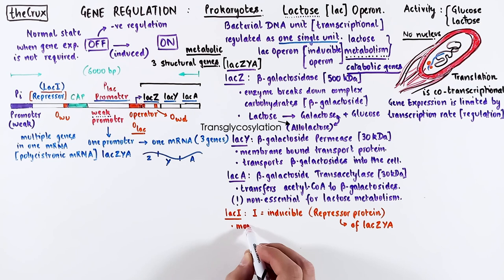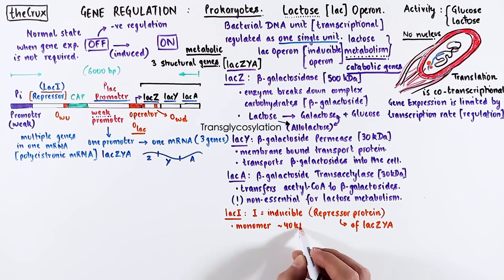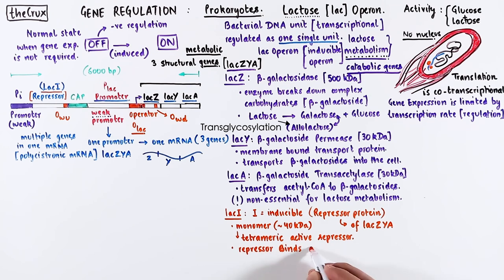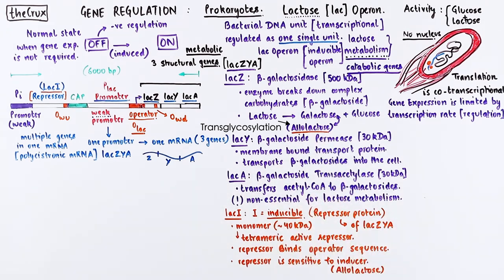LacI produces a monomeric protein, which is around 40 kilodaltons. Four of these monomers come together to form a tetramer, and it is this tetramer which is a functional repressor. This tetrameric repressor has the potential to bind the operator DNA sequence. The repressor protein is also inhibited by inducer molecules. In the Lac Operon, the inducer molecule is allolactose, the same molecule which results from lactose.